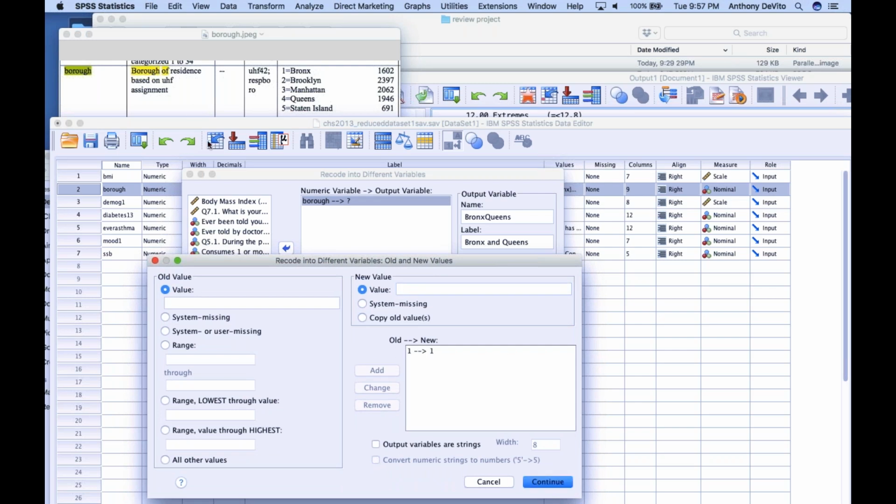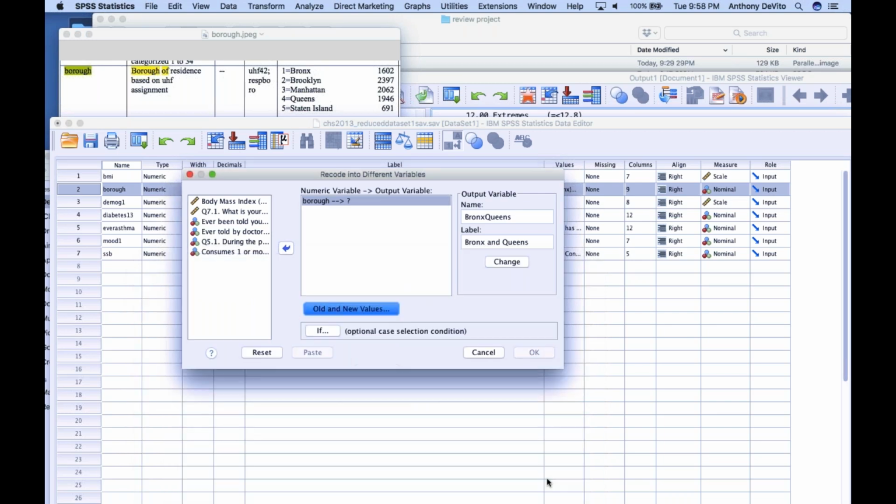Then I'm going to say, well, I don't want any of these others. I'm only interested in Queens, 4. Since I only have 2 values, let's make Queens, 4 in the old variable, represent 2 in the new variable. I'm going to click Add. And I'm going to say Continue.